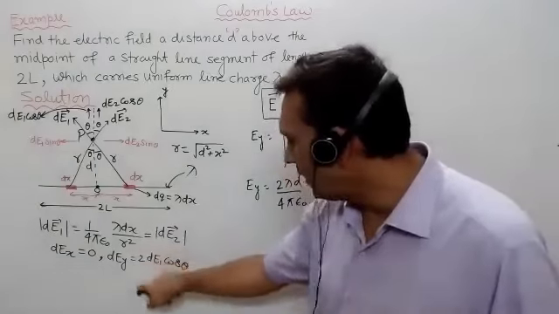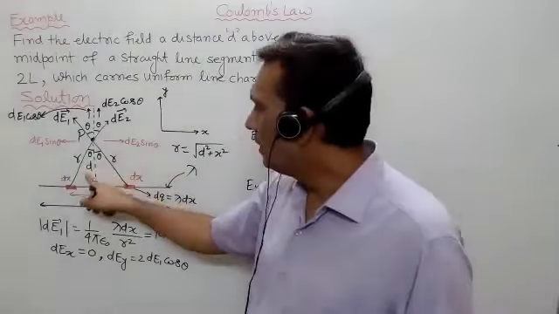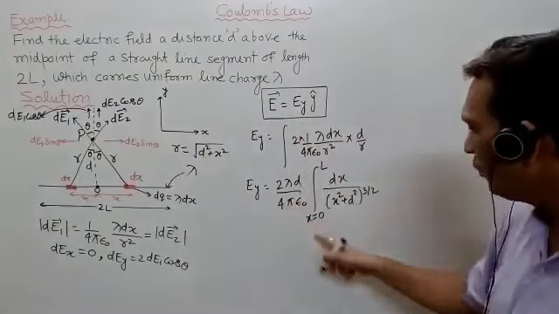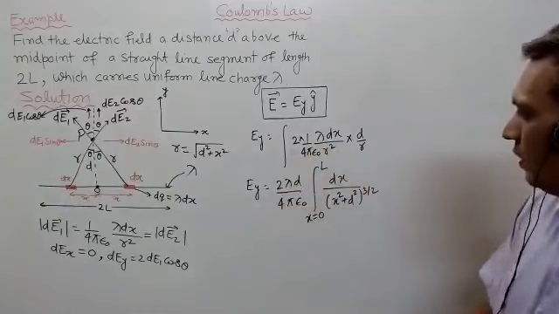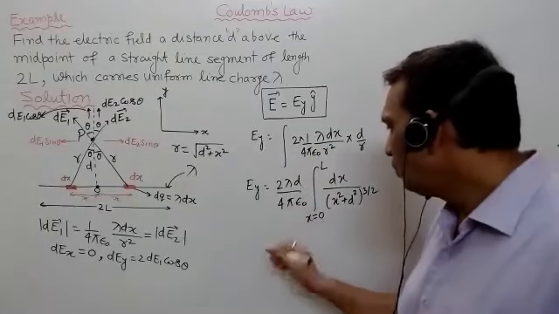So Ey is the integral of 2 dE1 cos theta. Cos theta is d by small r, and r is root d square plus x square. Now you have to integrate this. So how will you integrate? You have to use the substitution method.